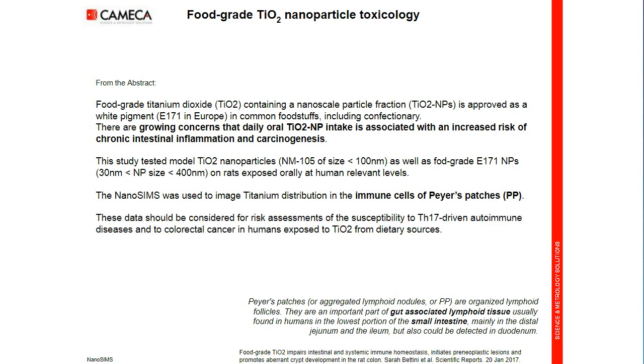And at the end, the output message was that this data should be considered for risk assessments of the susceptibility of autoimmune disease and of colorectal cancer in humans exposed to titanium oxide from dietary sources.